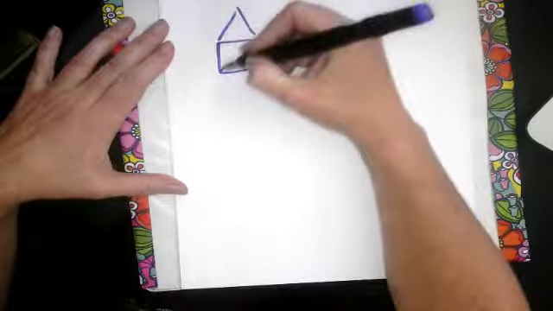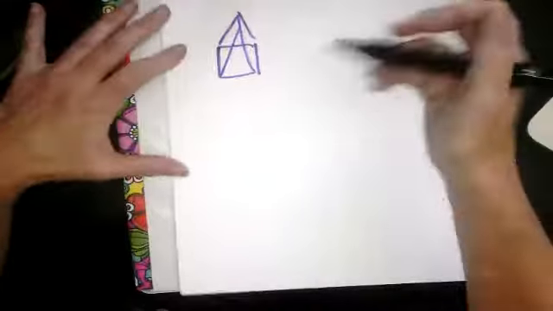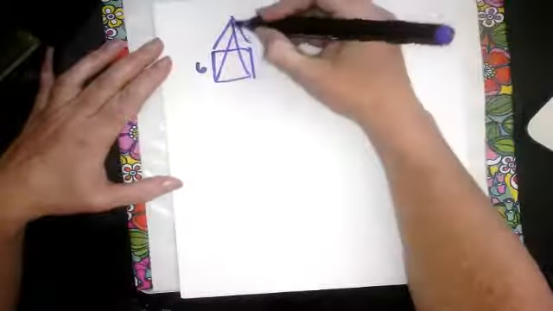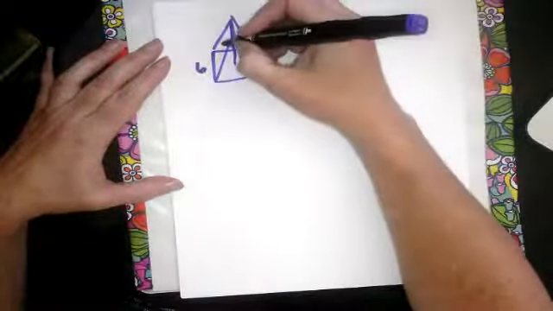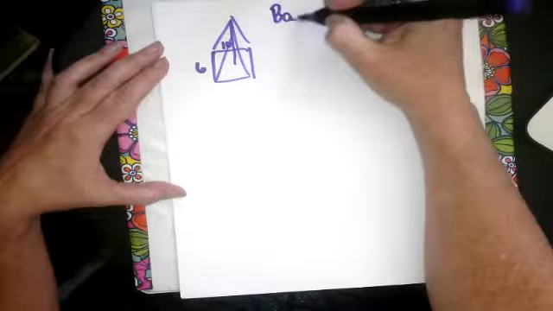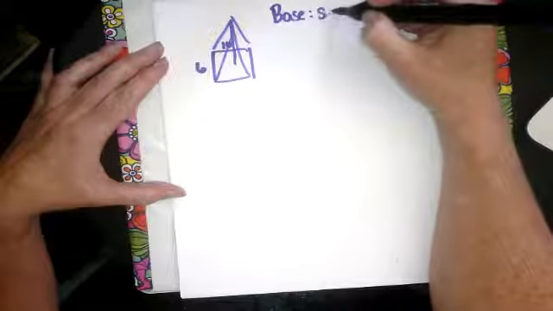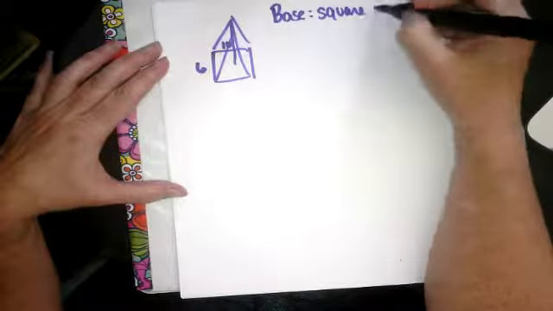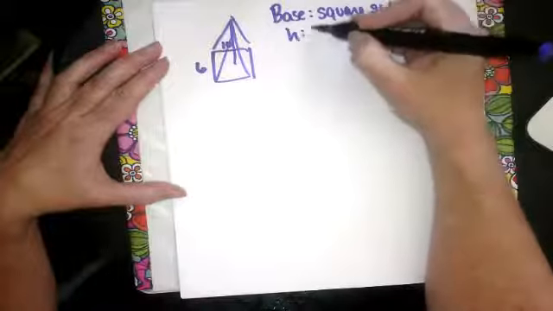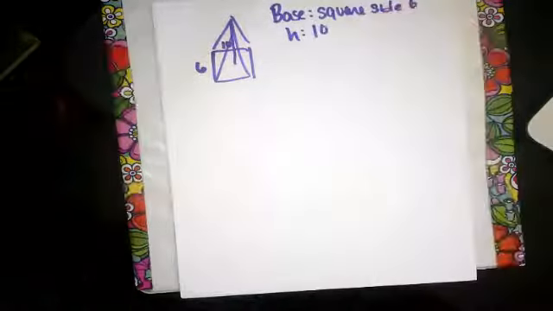And again, don't get too caught up in your drawings there. So there's my square base pyramid. It might just tell you that. I'm going to tell you that this is 6 and the height is 10. So if I tell you that the base is a square and this side length is 6, and that the height is 10, we're going to find the slant height.